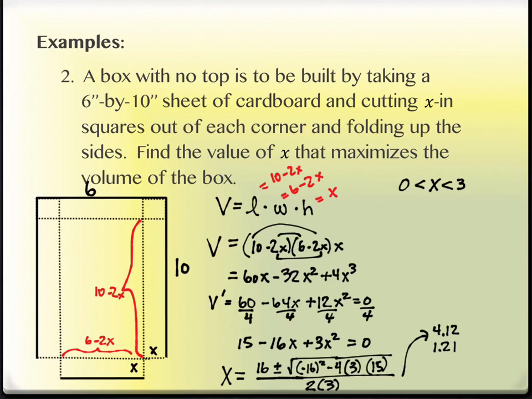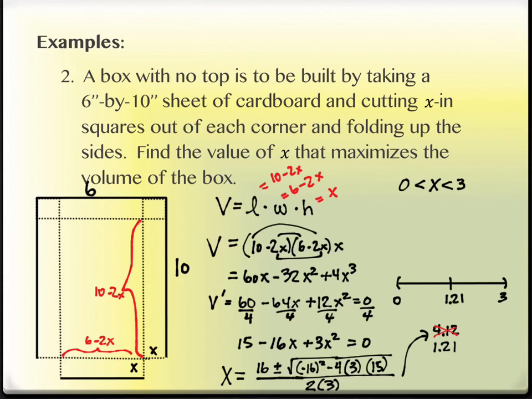But one of those I can't have. Which one? 4.12. Why? It's bigger than 3. It will not create a box. If I cut off 4 inches of one corner, I don't have a box anymore. So, in terms of a sign chart, the only number that goes on my sign chart is going to be the 1.21. I've got my end caps at 0 and 3, and I have a number 1.21 in between.